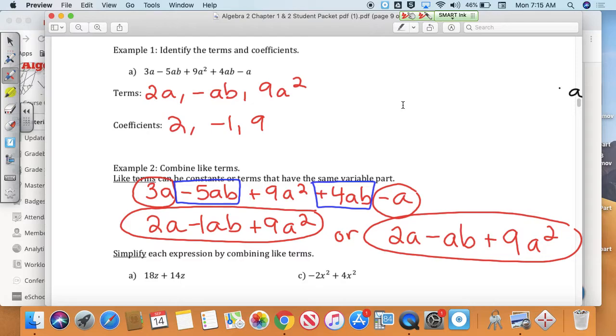All right. So, looking at the next questions, it's asking us to simplify these by combining like terms. So let me erase this and scroll down so we can see all of them.